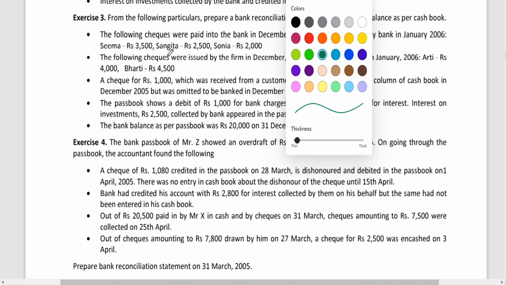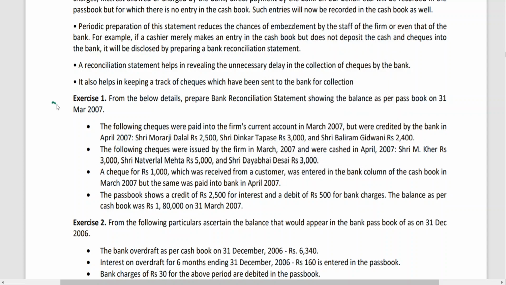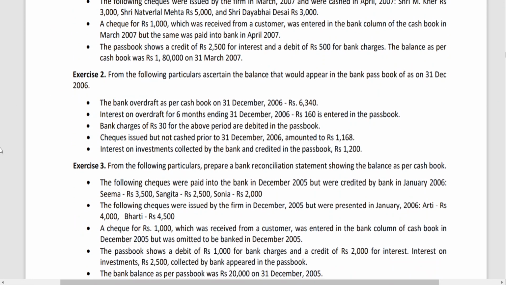I explained in the last class that the first problem has been covered. Today I am taking the third problem. The reason is that we are starting with a favorable balance. The second problem is about overdraft, which we'll work out later on. First, from the following particulars, prepare a BRS statement showing the balance as per cash book. This is the problem I'm going to explain today.